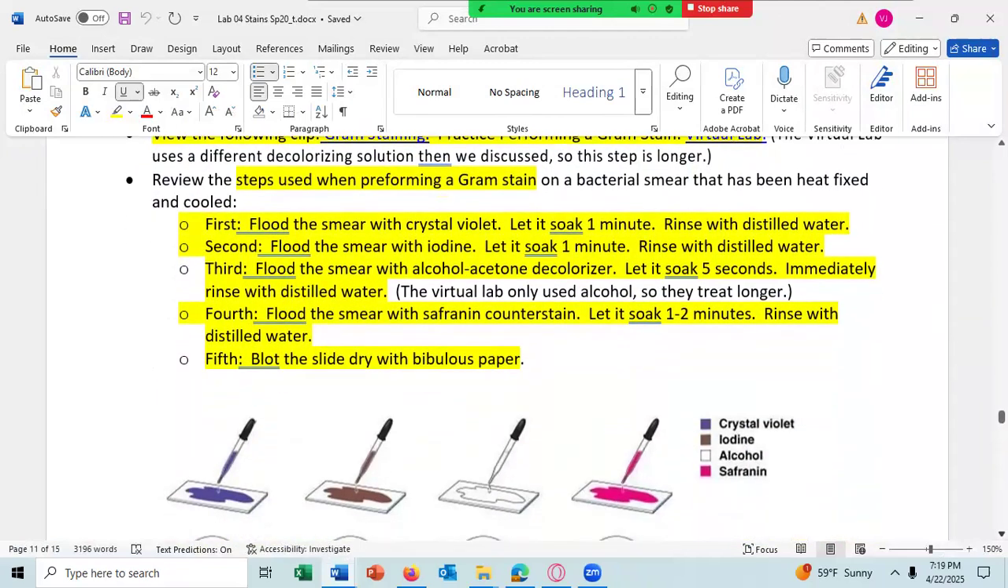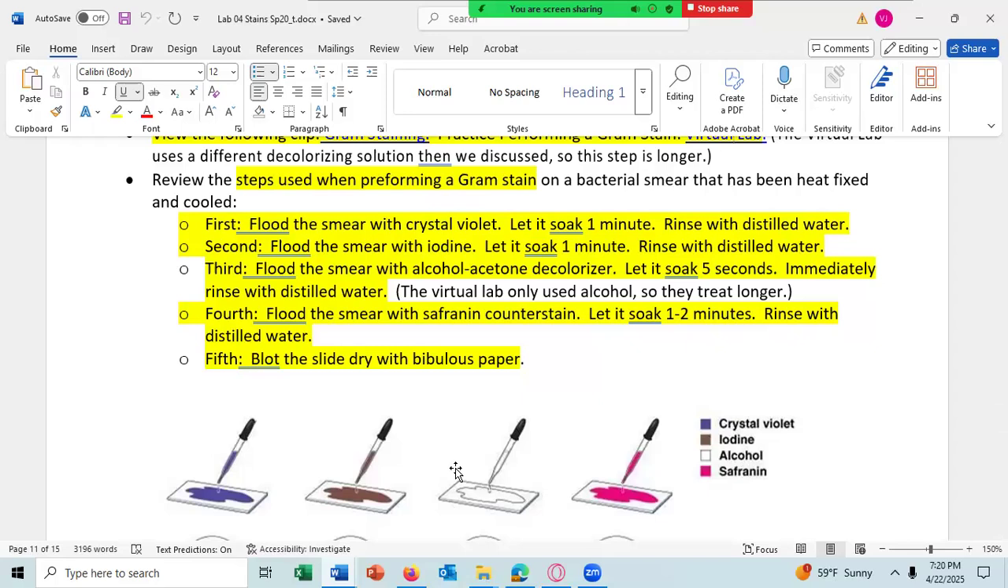So the steps used when performing the gram stain: first, flood the smear with crystal violet. Let the crystal violet sit for 1 minute. Then you pour off the crystal violet and do a wash. In between each step, you do a wash. Second, flood the smear with iodine. Let it sit for 1 minute. Pour it off. Wash with distilled water. And then you flood the smear with alcohol acetone. This one you're going to let sit for 5 minutes.